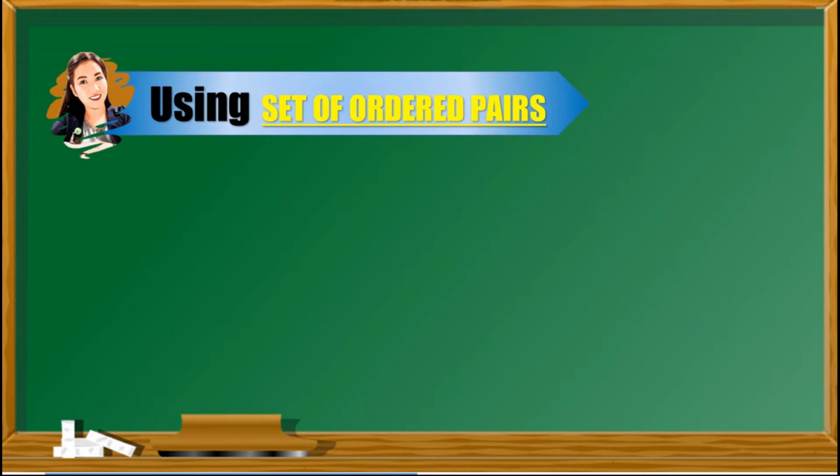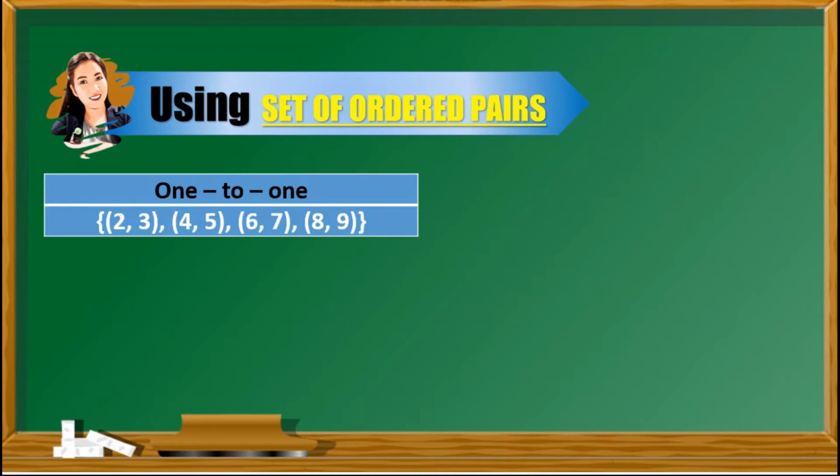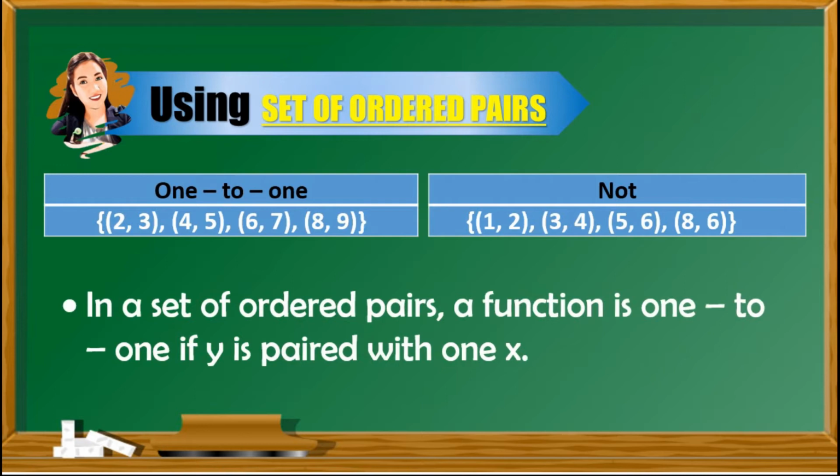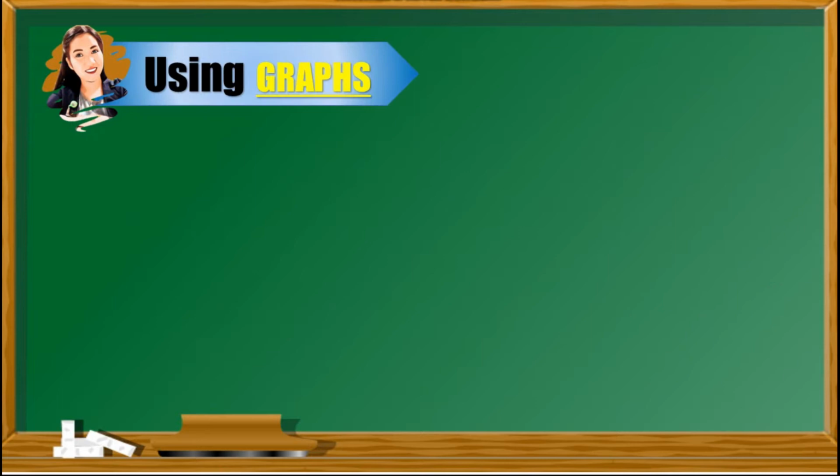Let us now define one-to-one using a set of ordered pairs. We have here a one-to-one example and a not example. The left side is one-to-one because for every value of y there corresponds one value of x, while on the other hand, there is a value of y which is 6 that corresponds to two x values which are 5 and 8. So in general, in using a set of ordered pairs, a function is one-to-one if each y is paired with one x. Let's now have the graphs.